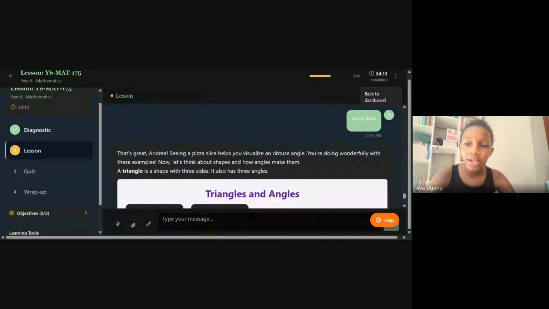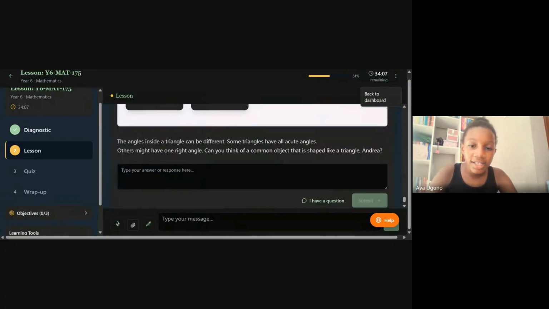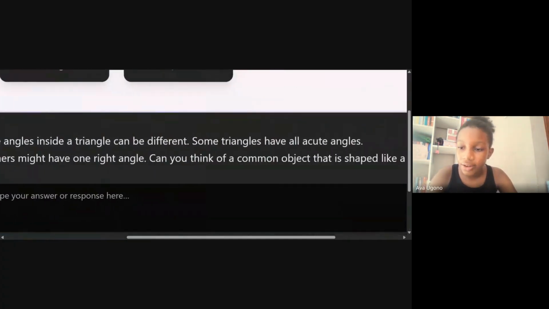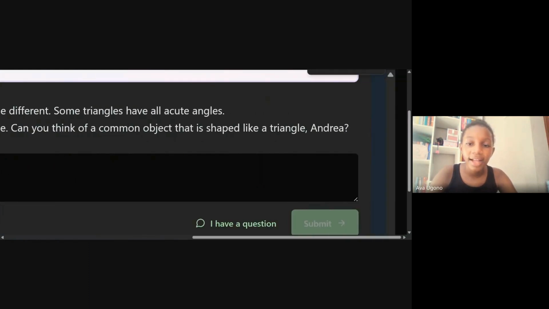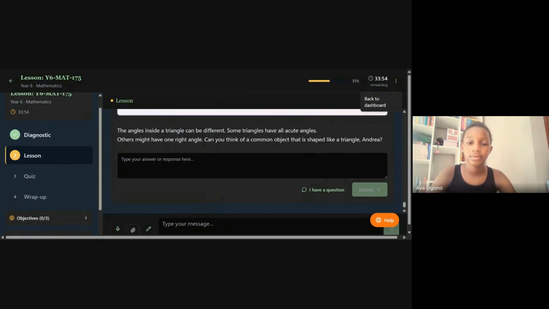Now it's started to explain about a triangle. A triangle is a shape with 3 sides. It also has 3 angles. The angles inside a triangle can be different. Some triangles have all acute angles. Others might have one right angle. Can you think of a common object that is shaped like a triangle?